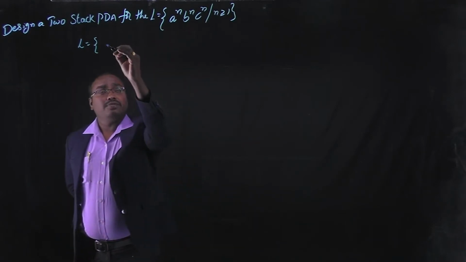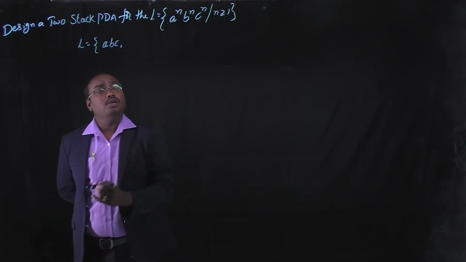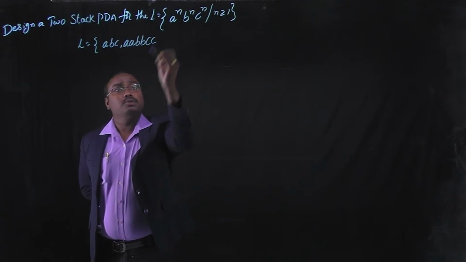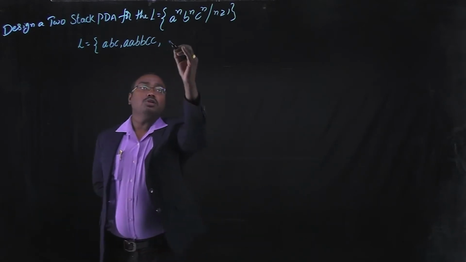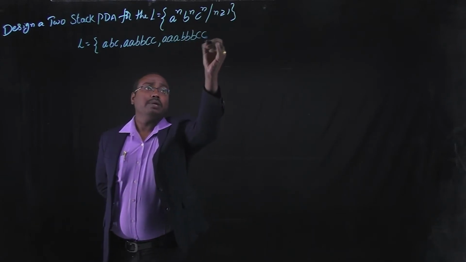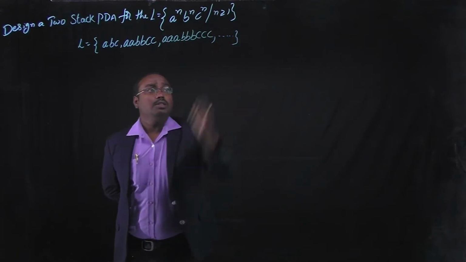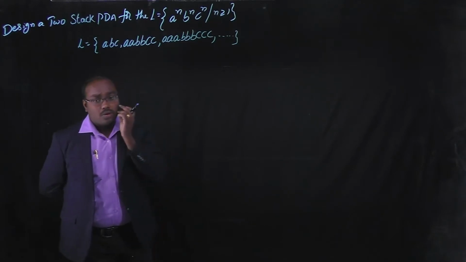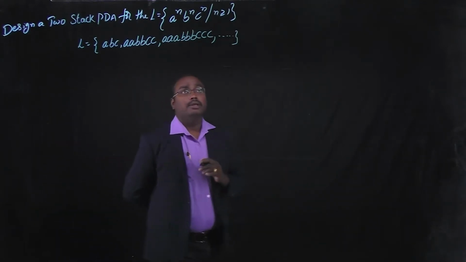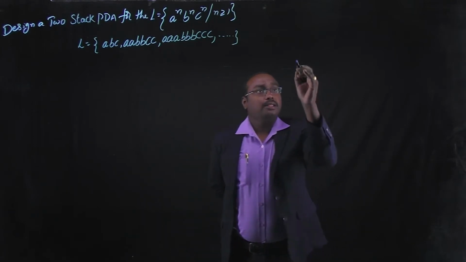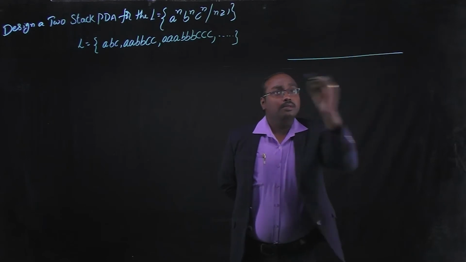If n equals 1, the string is abc. If n equals 2, 2 A's followed by 2 B's followed by 2 C's. And if n equals 3, 3 A's followed by 3 B's followed by 3 C's, and so on. So these are the strings in the language. Then what is the logic to construct a 2 stack PDA for this language? I will explain with the help of a diagram.